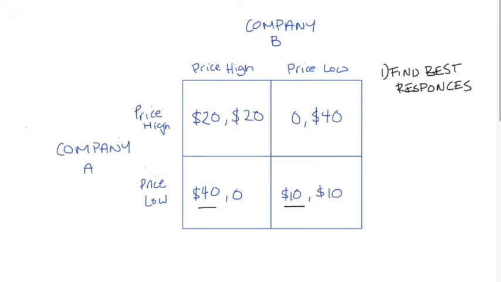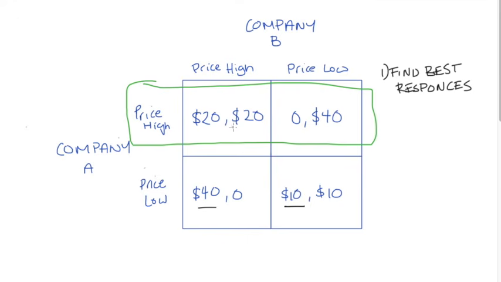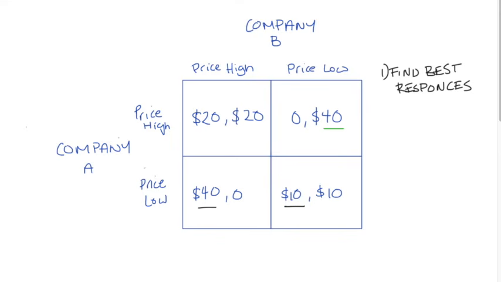Price low is a dominant strategy for Company A because no matter what Company B does, Company A's best response is to price low. Great, we can switch it around and think about Company B's best responses to each of Company A's possible actions. Well, if Company A prices high, we're on this row here. Company B could also price high and share the market and get $20, or price low and steal the whole market and get $40. So price low is a best response. If Company A prices low, we're on this row here. Company B could price high and get $0, or price low and get $10. So price low is a best response.